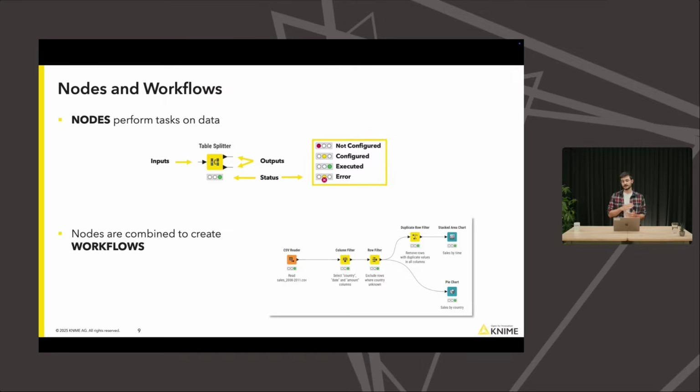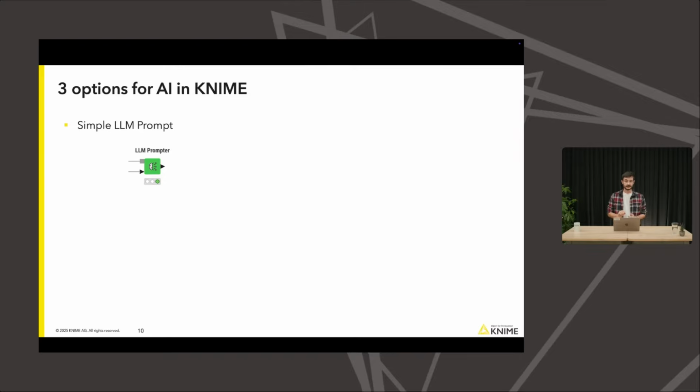Once you build together multiple nodes, you line them up basically, one after the other, then you build a workflow. So a workflow is just a program, let's say, in KNIME that is made up of multiple nodes executed one after the other. In KNIME, lately, we've also introduced, among all the other data science and data analytics tools, the possibility to include AI into your workflows.